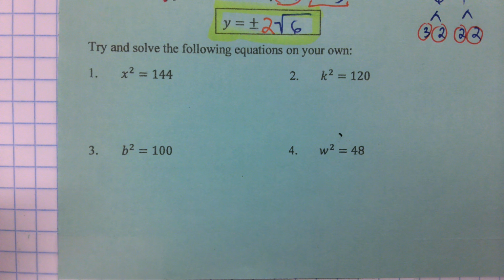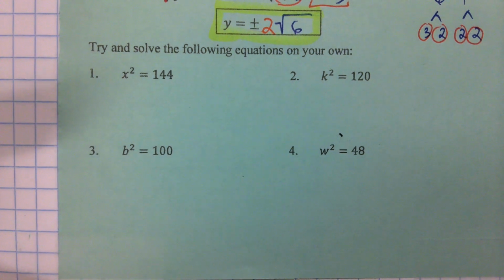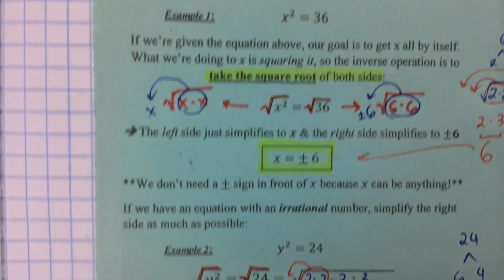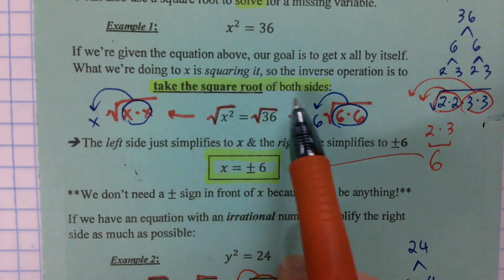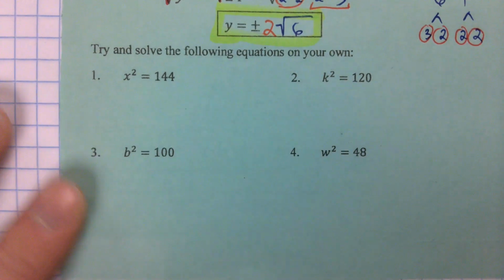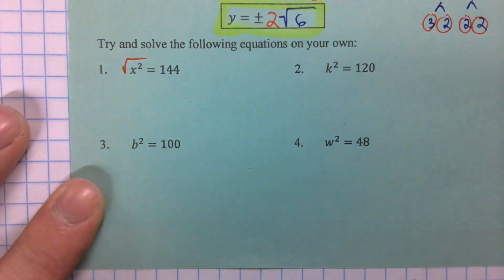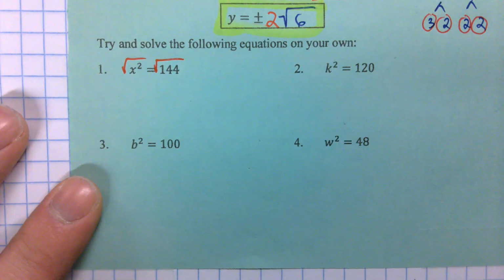Good. I see your brain's working in the right direction. Let's think back. What are we doing on both sides? We highlighted it. Take the square root, okay? I square root the left. I square root the right.